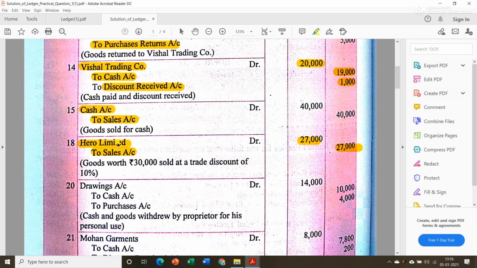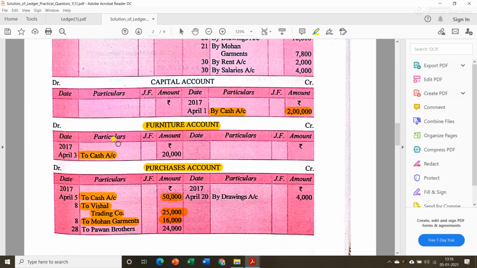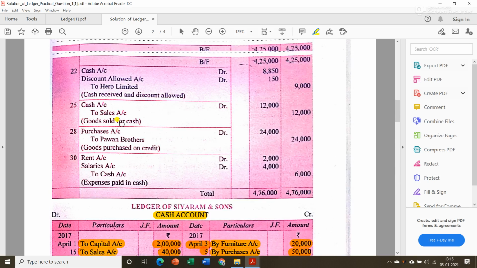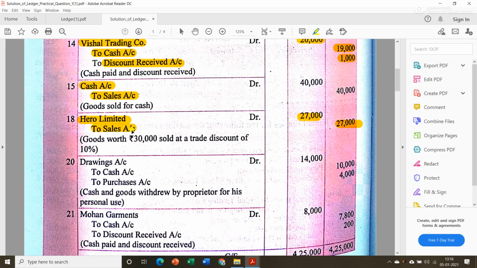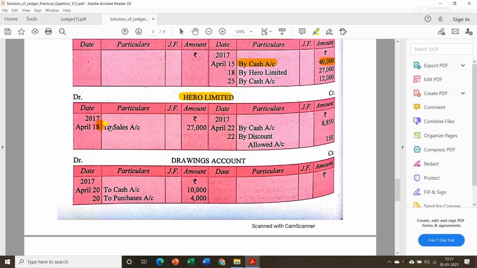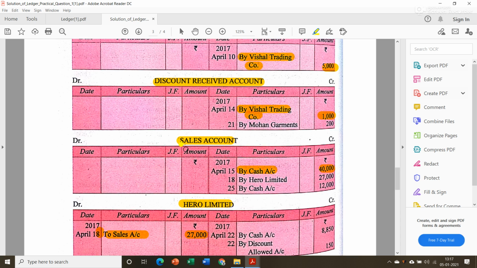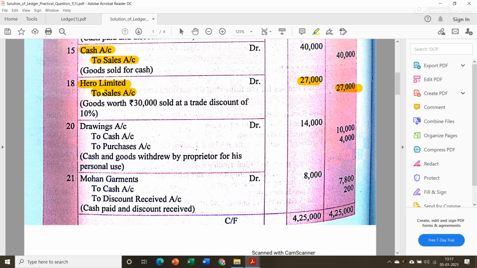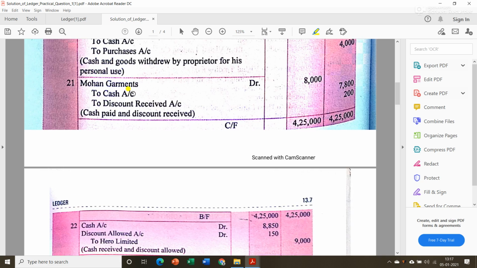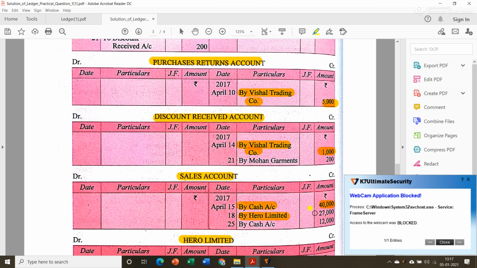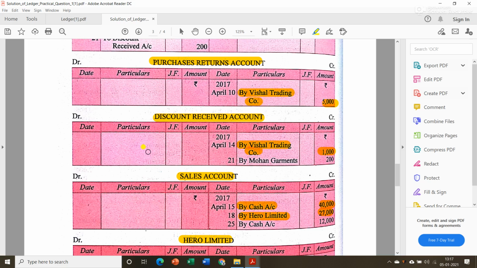Now first account is Hero Limited. We don't have any Hero Limited in our ledger, so we will prepare Hero Limited account, and on the debit side, let us see the journal entry. We have to sales account, so on the debit side of Hero Limited we will write to sales account rupees 27,000. Then next another account that we have is sales account. We have already prepared sales account, so in the sales account we will write by Hero Limited rupees 27,000.